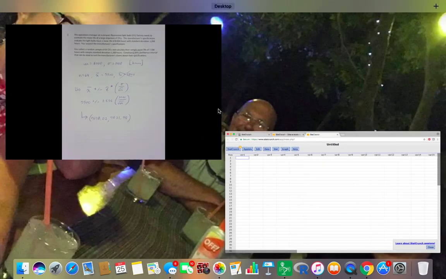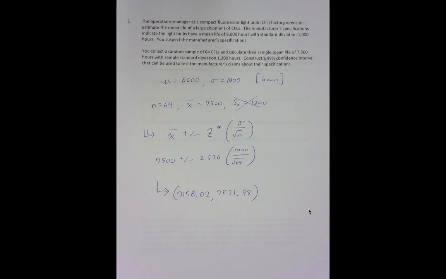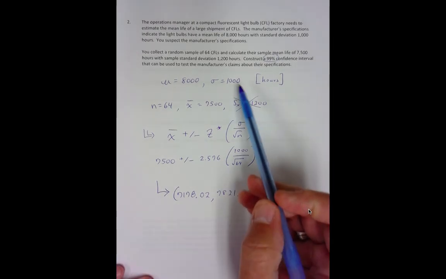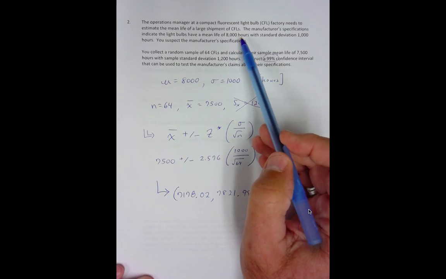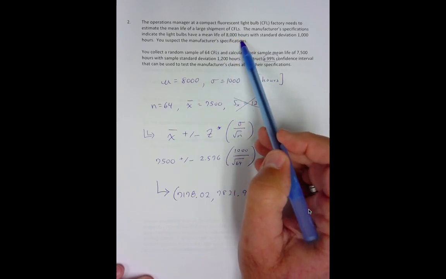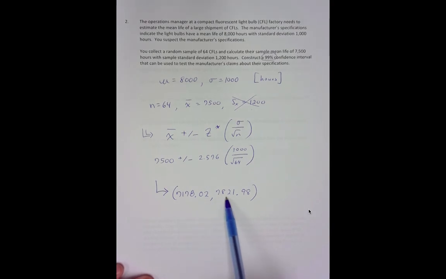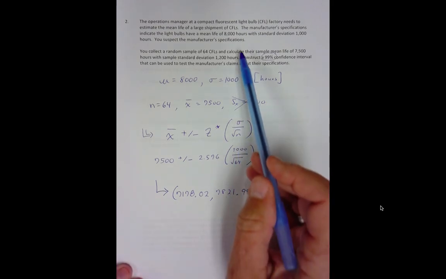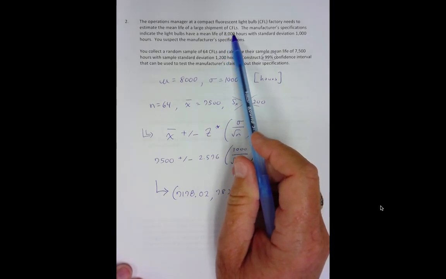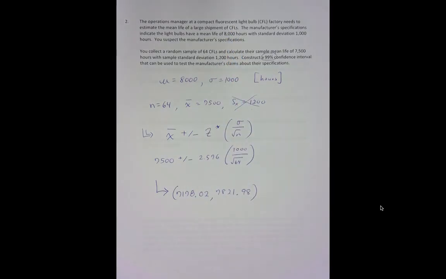Now going back to the original problem. Specifications by the company, by the makers of these bulbs, claim they'll last 8,000 hours. The evidence from the sample that we took from this large shipment indicates to me that either they sent us light bulbs that aren't up to standard, or there's a concern with their claim about the manufacturer's specifications.